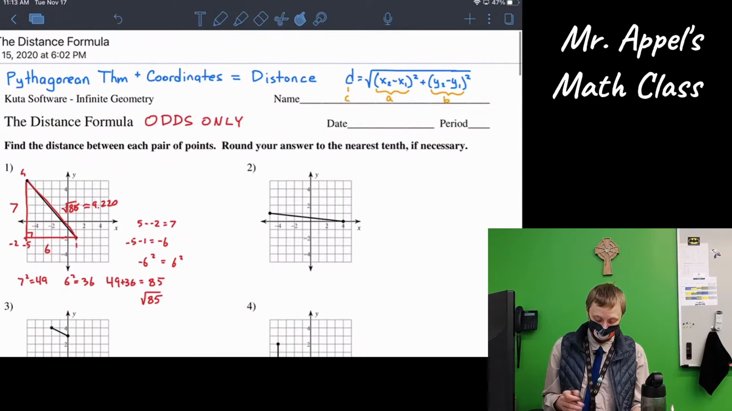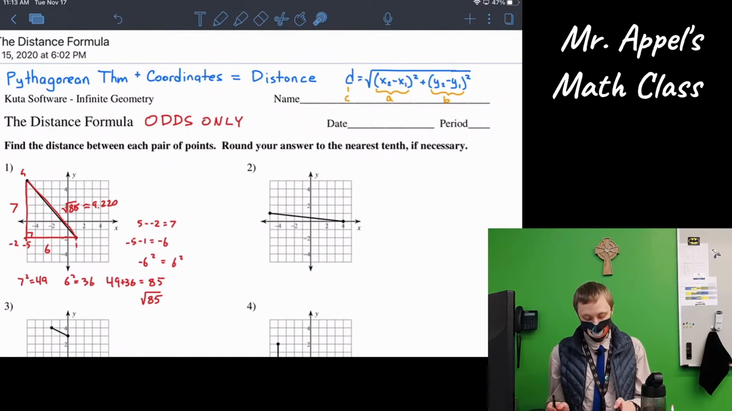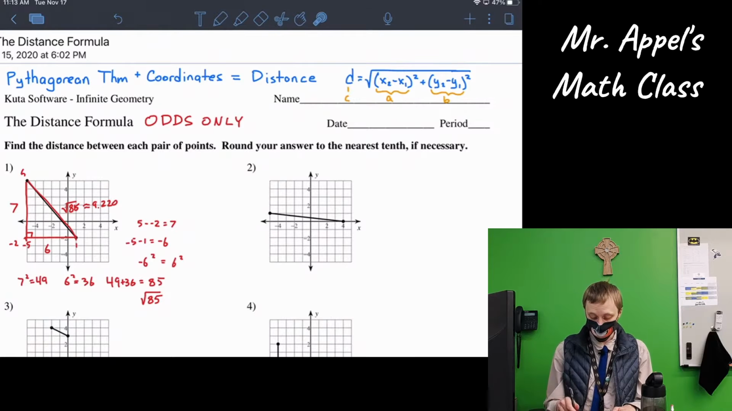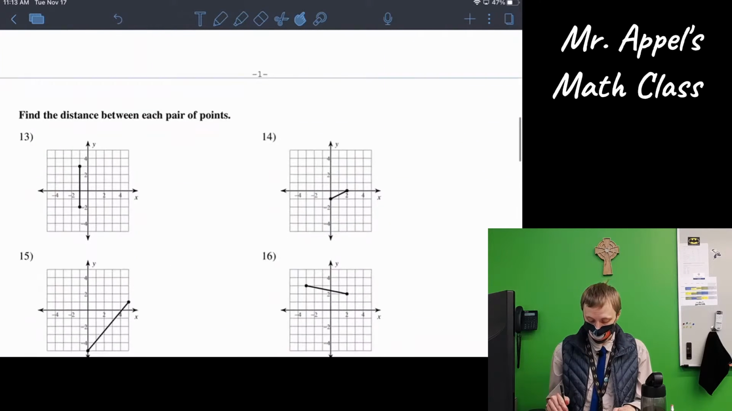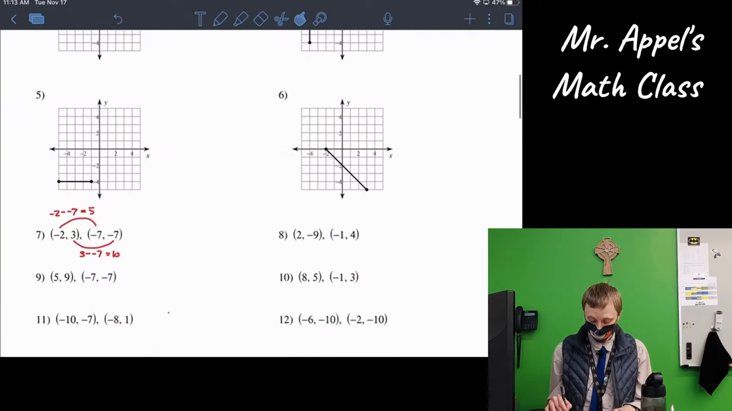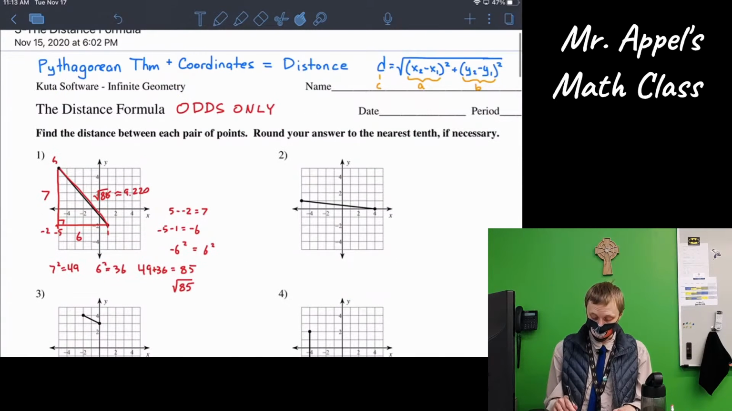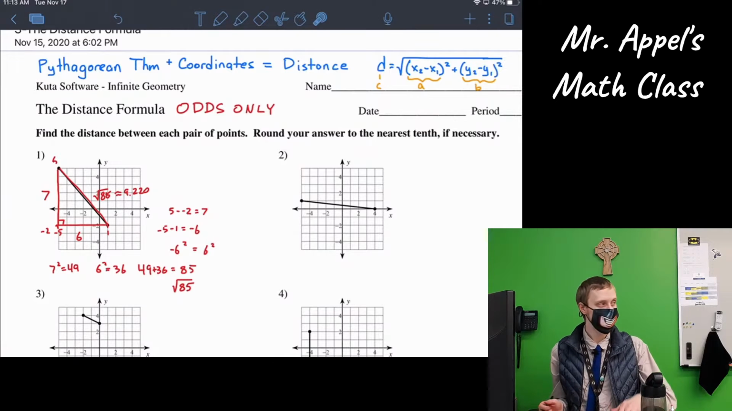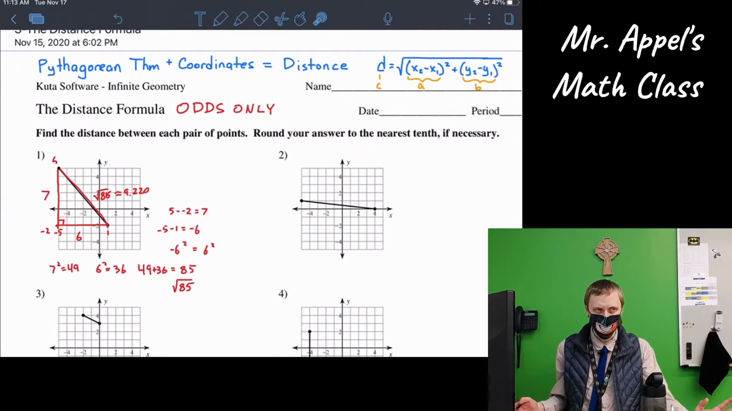Totally up to you. Now, of course, we're only required to do the odd-numbered exercises on this worksheet. There are 2 pages worth of material here, odds only, on the whole thing. So you can just ignore this whole column down there. All right? Final questions.